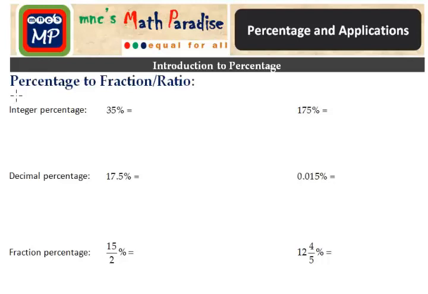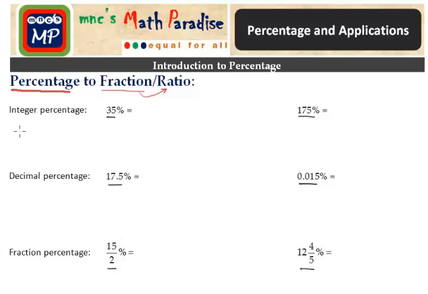Here we will learn how to convert a percentage to a fraction and thereby to a ratio. Here we will take three different kinds of examples. Integer percentage, we are referring to integer percentage, that the percentage value itself is an integer. Decimal percentage, that means the percentage value is a decimal, and fraction percentage, that means the percentage value is a fraction. Let us do one by one.